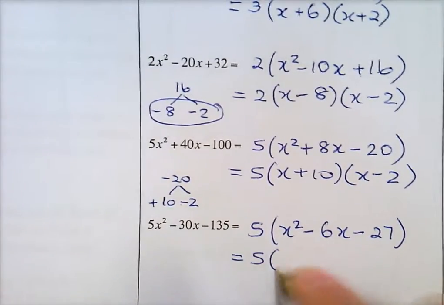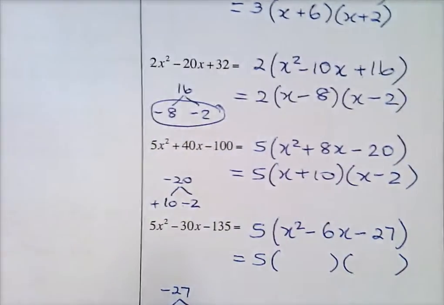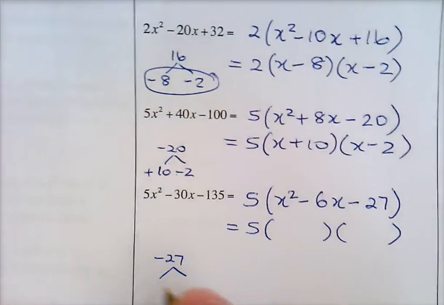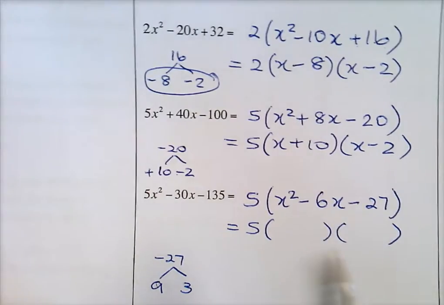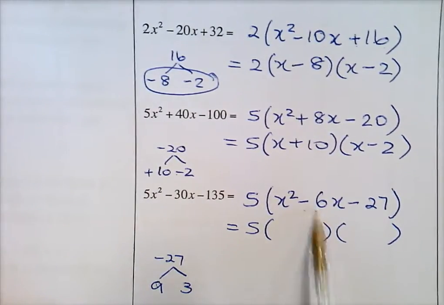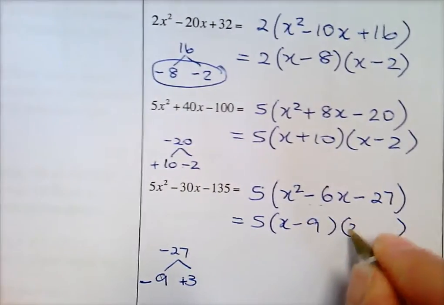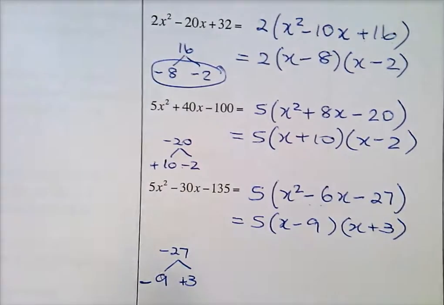Right. Okay, girls, 2 numbers that multiply to give negative 27, but add up to give negative 6. Well, the only thing I can think of is 9 and 3. Which one do I want? I need a sum of negative 6. Minus 9 plus 3. x minus 9, x plus 3. Okay, girls, you do the other column.